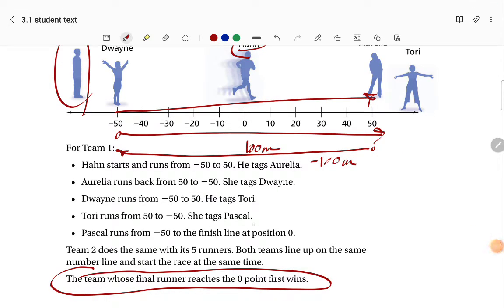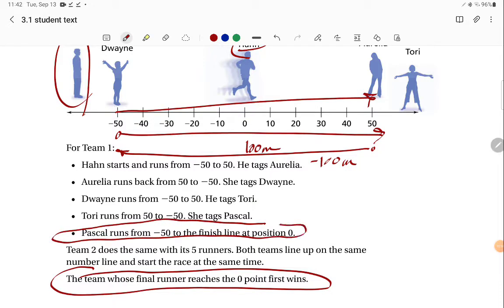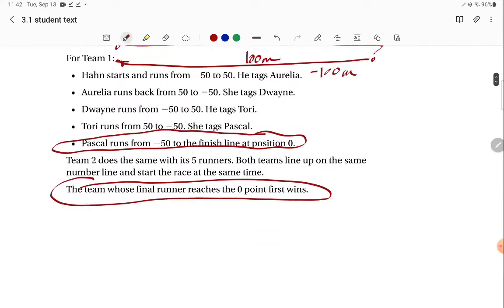And just to point out right here, position 0 doesn't necessarily mean it's the middle. It may, depending on the problem, but it just means that when these people are running to the right, that's a positive 100 meters. Running to the left, that's a negative 100 meters. And then when that last person is done running to the right, they're back at 0. So it's just like a shuttle run or a tag team race.